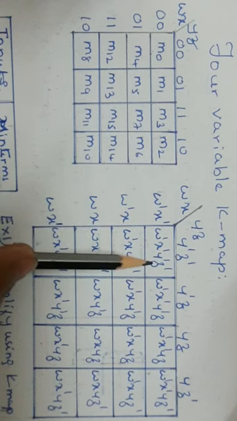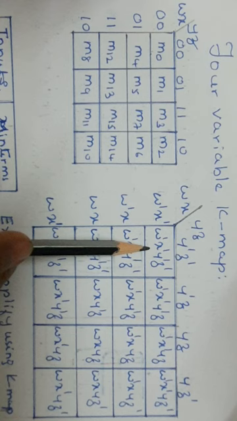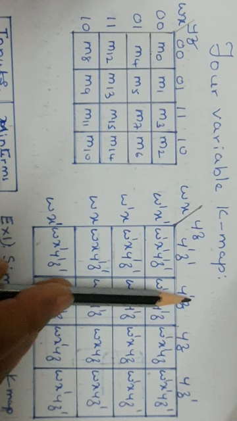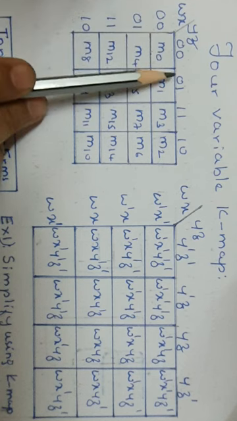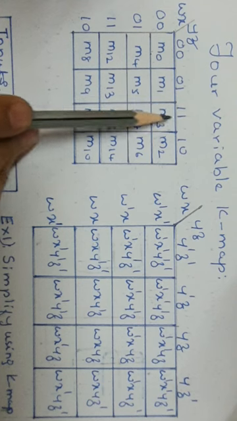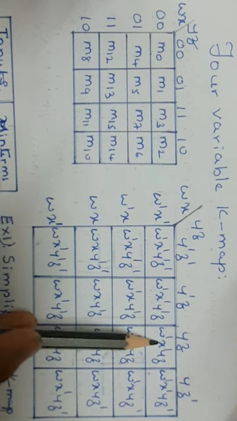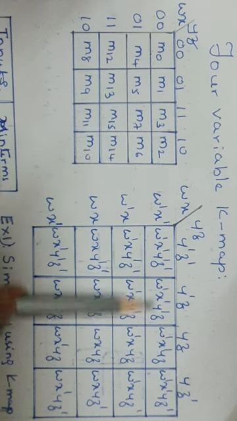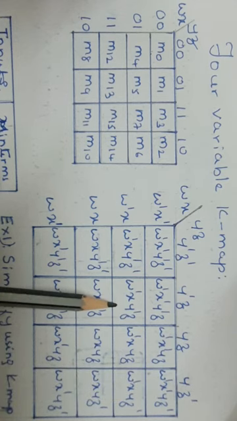So that is how in this square w' x' and y' z' is present. It is the minterm m0, means w' x' y' z'. The second one is w' x' y' z. So that is minterm 1, 0 0 0 1, w' x' y' z, that is what is written here. Here we should write M3, means 0 0 1 1, means here w' x' y z. Here M2 means 0 0 1 0. 0 0 means w' x', 1 0 means y z'.